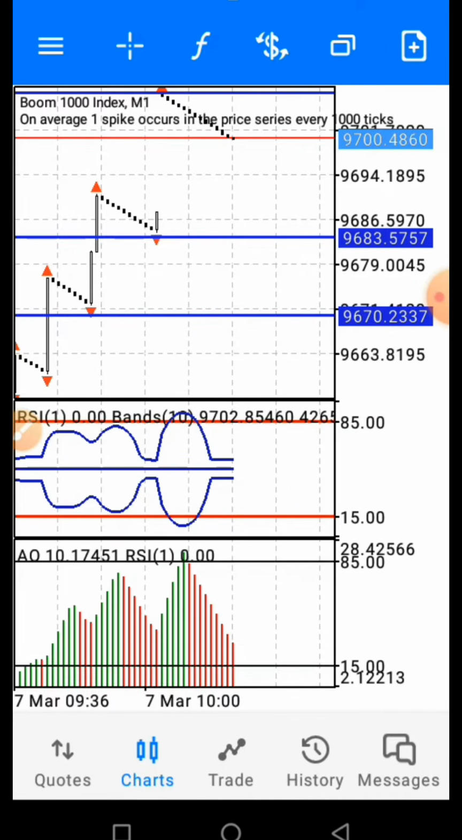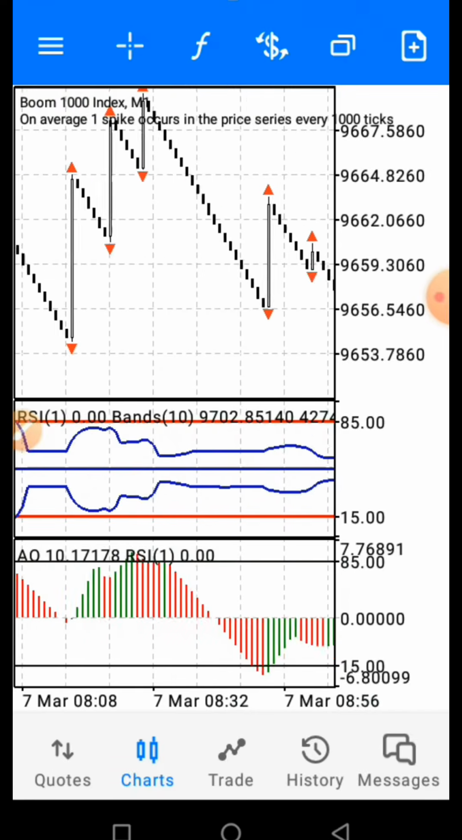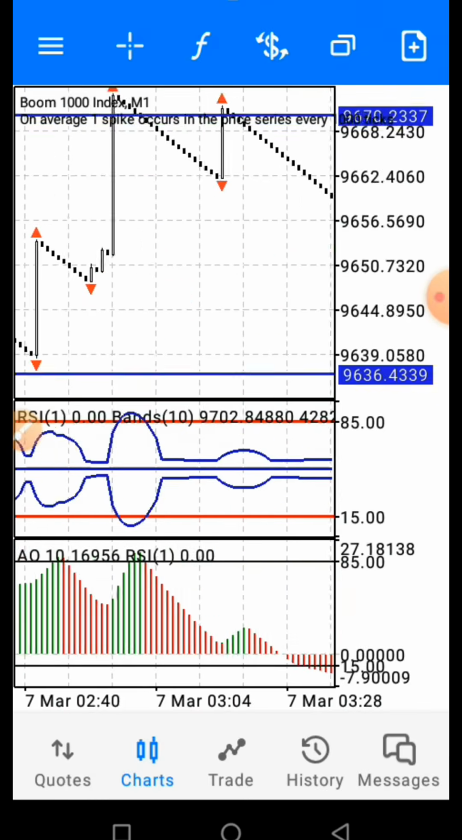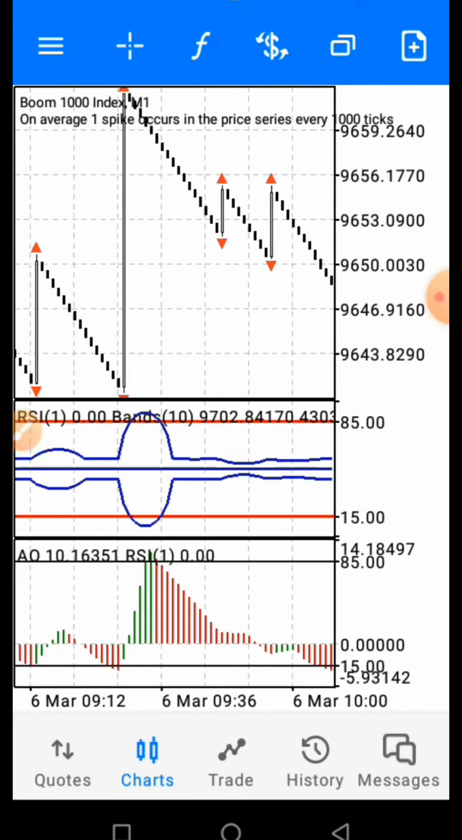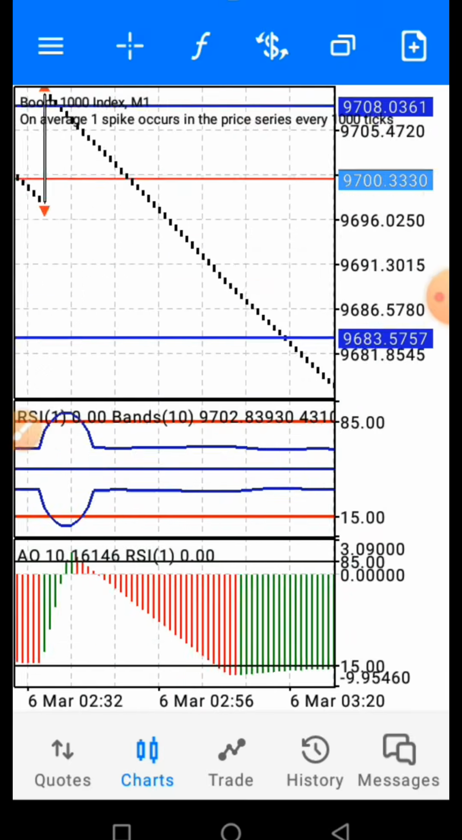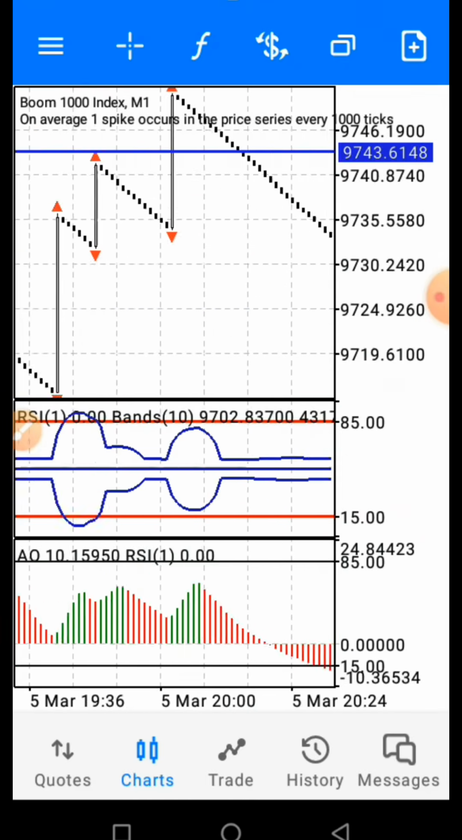That's how the strategy works. So I'm just going to show you some examples now of how it's working, so you see for yourself. Let me just scroll back and backtest it for you, so that you see how well this strategy is working.